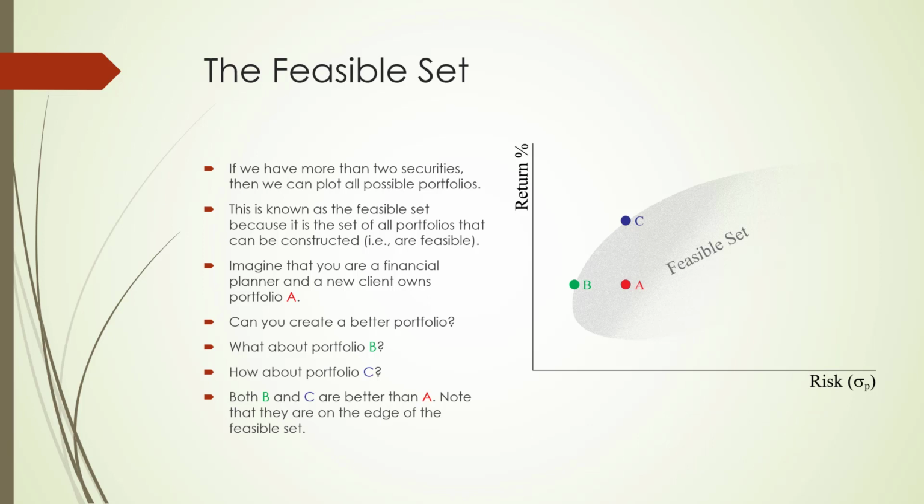Now again, notice that B and C are on the upper edge of the feasible set. The lower edge is not good. If you go straight down from C through A down to the bottom of the feasible set, you end up with a portfolio that is not as good as A. So only the upper edge of the feasible set is ideal.